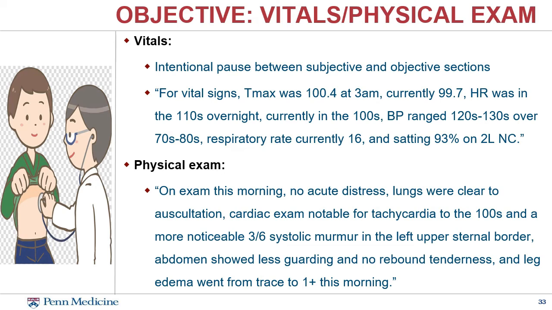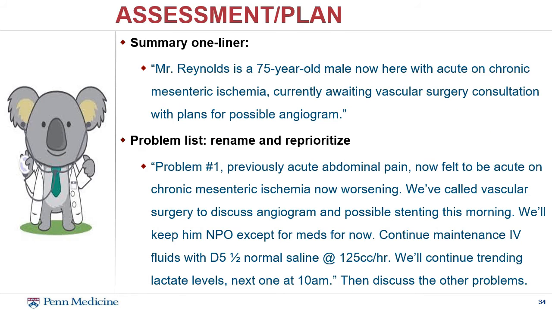Lungs were clear to auscultation. Cardiac exam notable for tachycardia to the 100s and a more noticeable 3 out of 6 systolic murmur in the left upper sternal border, with abdomen showing less scarring, no rebound tenderness, and leg edema went from trace to 1+ this morning. So for summary one-liner, Mr. Reynolds is a 75-year-old male here now with acute on chronic mesenteric ischemia, currently awaiting vascular surgery consult with plans for possible angiogram.